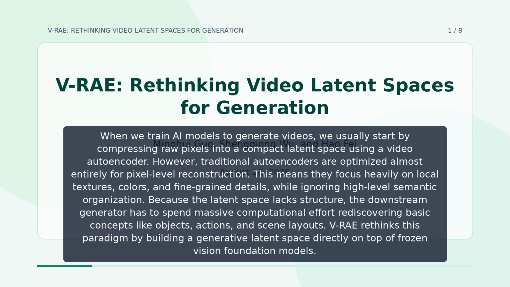When we train AI models to generate videos, we usually start by compressing raw pixels into a compact latent space using a video autoencoder. However, traditional autoencoders are optimized almost entirely for pixel-level reconstruction. This means they focus heavily on local textures, colors, and fine-grained details, while ignoring high-level semantic organization. Because the latent space lacks structure, the downstream generator has to spend massive computational effort rediscovering basic concepts like objects, actions, and scene layouts.